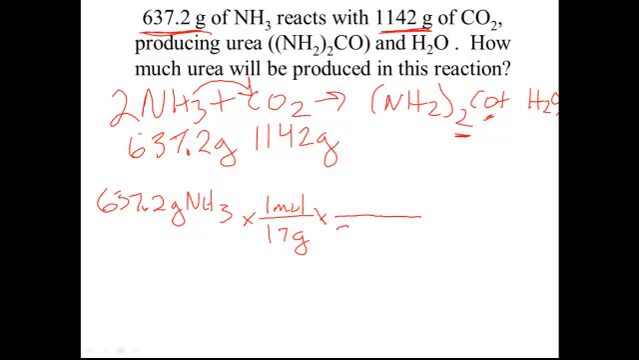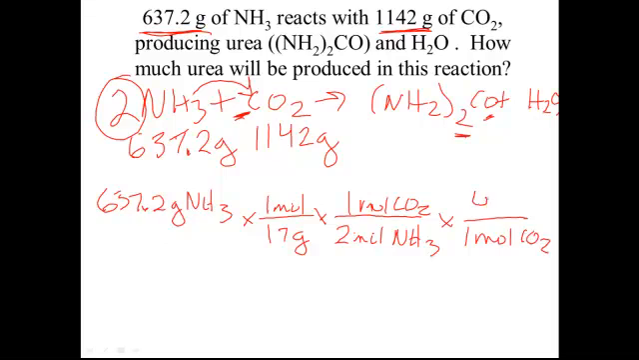And then from my balanced equation, 2 moles of NH3, there's the 2, reacts with 1 mole of CO2. And then 1 mole of CO2 has a mass of 44 grams. So we're going to take 637.2, divide by 17, divide by 2, and then multiply by 44. And I get an answer of 824.6 grams of CO2.